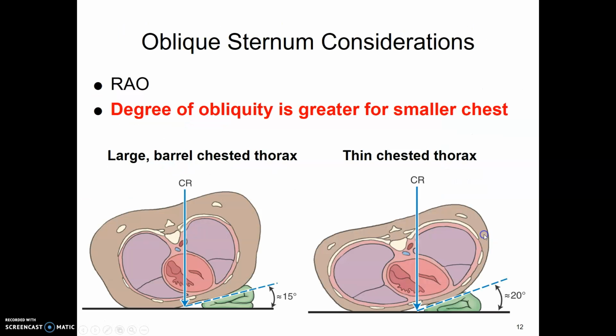Again, 40-inch SID. The obliquity depends on the size of the chest. The thinner chest thorax is going to be at the 20 degree, and the thicker is at the 15. Okay, so greater oblique for smaller chest.